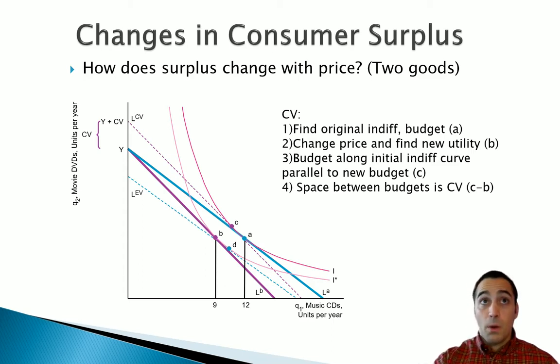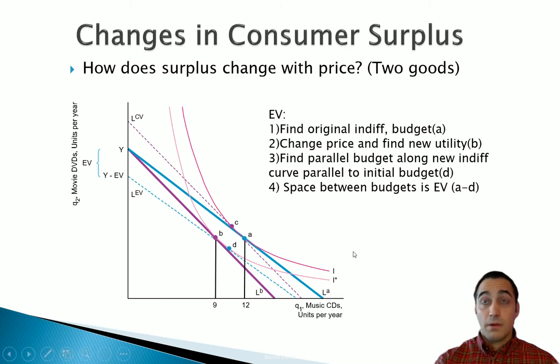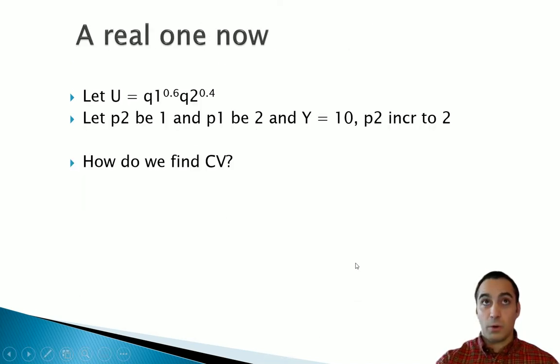To find CV, what you want to do is find the dollars you'd need to get the original utility level after a price has changed. So we'll find the original indifference curve associated with our original max utility, find how to get that number of utils at the new budget, and the difference in the dollars is CV. For EV, you're going to find the new max utility after a price has changed, find out how cheaply you could reach that utility at the original prices, and the difference between those two numbers is going to be your EV. So let's try to do a real one.